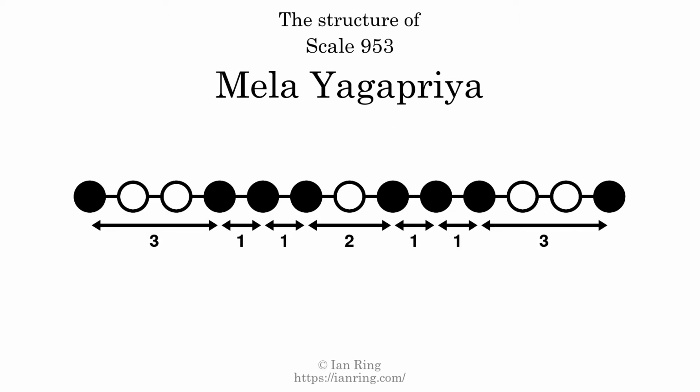The structure of a scale is a description of the interval distance between each successive tone. This scale has a structure of 3-1-1-2-1-1-3.